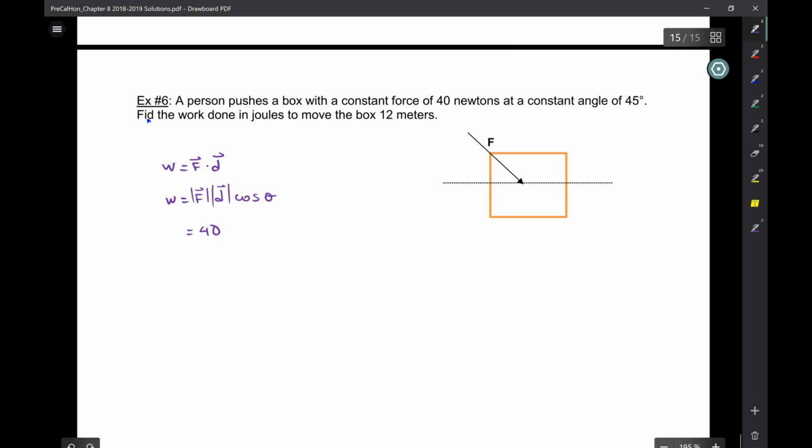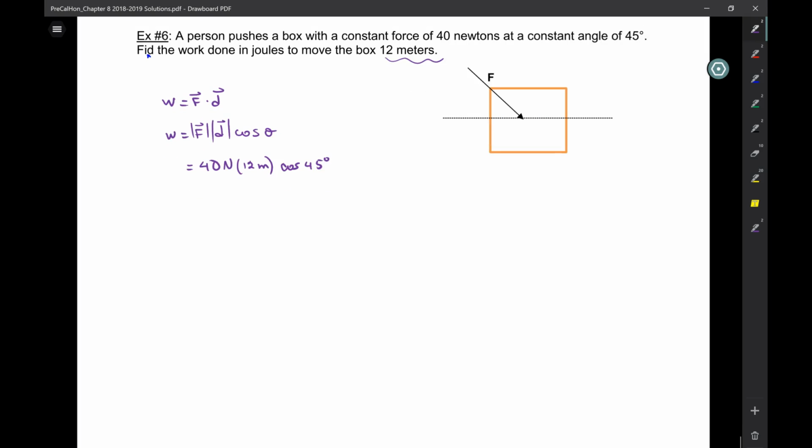So F is 40 newtons. D is 12 meters. That's how much the box has moved. Times cosine of 45 degrees. This could totally be done without a calculator, by the way. Am I right or am I right? I am completely right, because this is on the non-calculator section.